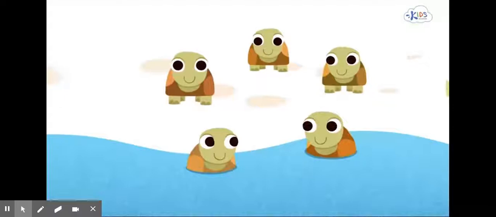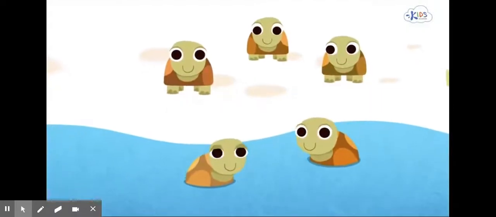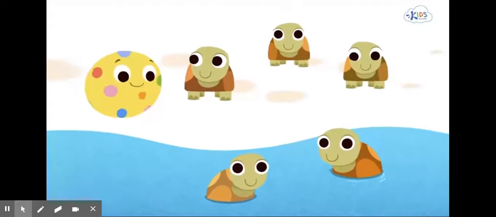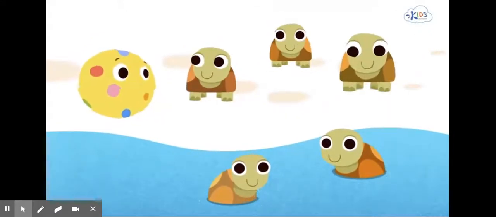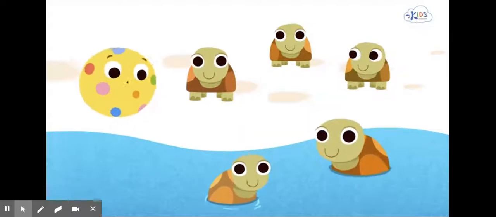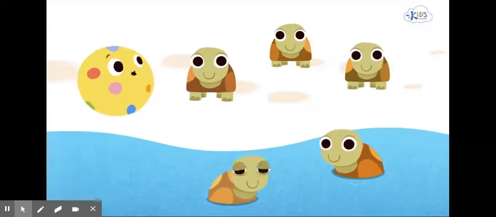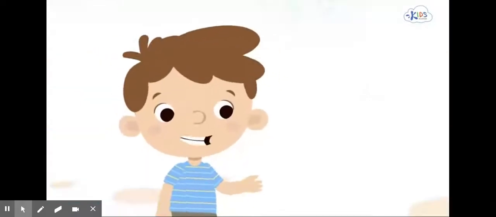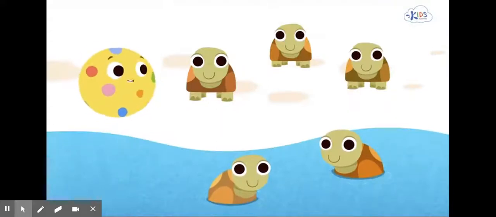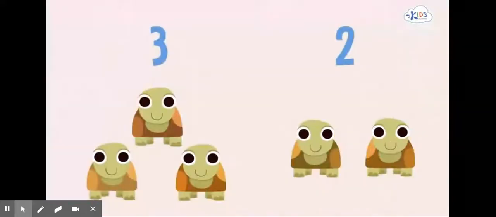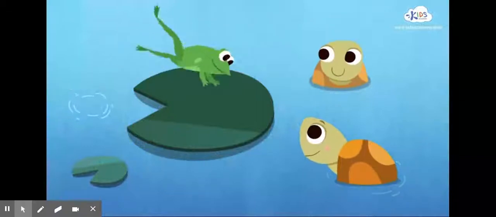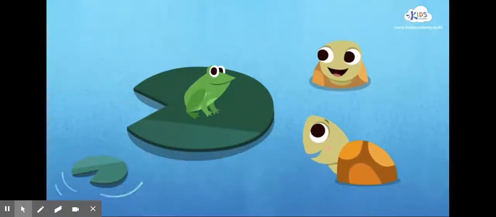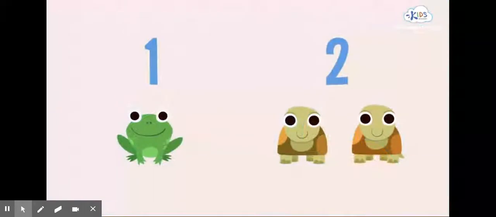Molly, solve a problem. How many turtles stay on the shore and how many swim in the water? 1, 2, 3. 1, 2. 3 turtles lie in the grass and 2 turtles are in the water. Which number is larger? There are more turtles in the grass, so I think number 3 is larger than number 2. Number 2 is not the smallest. Number 1 is smaller. There's 1 frog and there are 2 turtles.